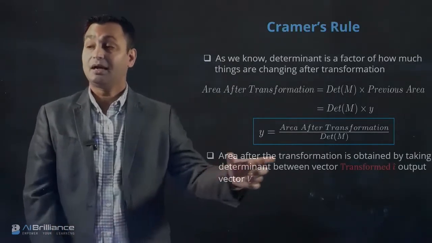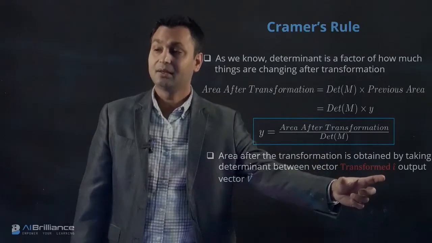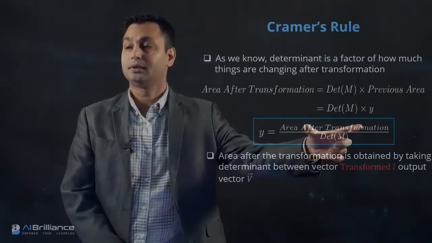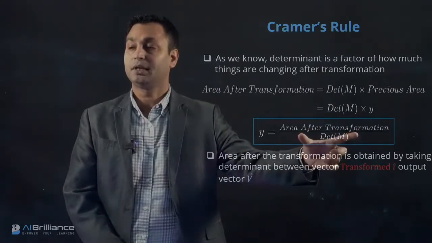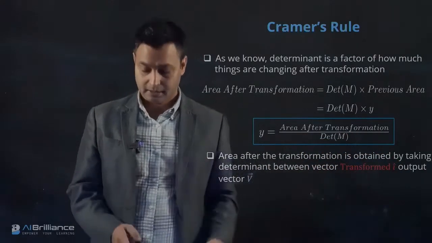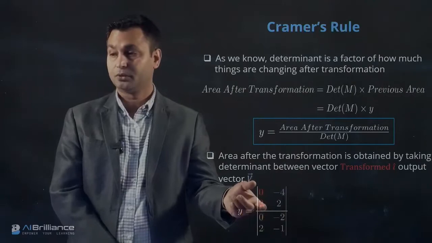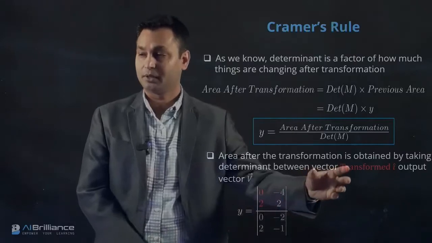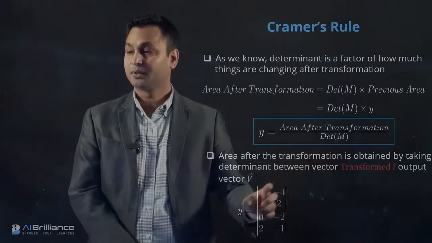Now, the area after transformation is obtained by taking the determinant between the transformed vector I and the output vector V. So we need to find an equation that describes this, and this is the intuitive meaning of what we can do. We can find the area after transformation by taking the determinant between the transformed I and the output vector V. So the transformed I was (0, 2), and the known vector V, on the right hand side of the equation, was (-4, 2). If I take the determinant of that and divide by the determinant of M, that helps me in solving for Y.